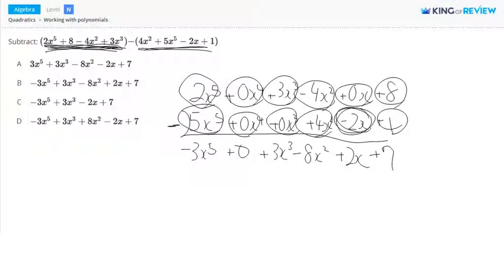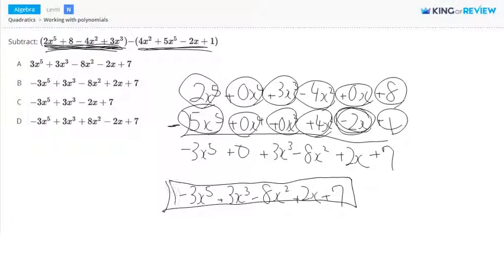So our answer to this question is going to be negative 3x to the fifth plus 3x cubed minus 8x squared plus 2x plus 7. There we go. So this is our answer. So that means that option B is our answer.